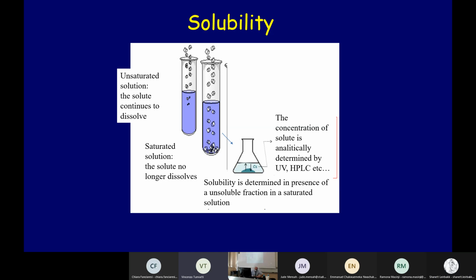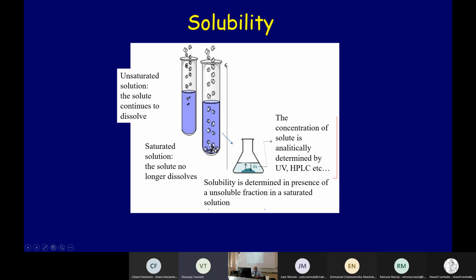The concept of solubility is very important in medicinal chemistry. So, I try to explain again this concept for you because perhaps you have already heard something about it during the course of general chemistry. So we can have two different situations: unsaturated solution and saturated solution. Unsaturated, the solid continues to dissolve.